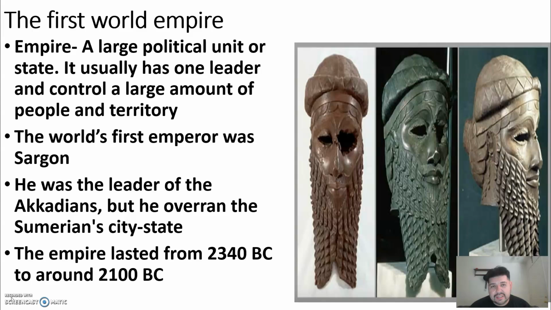Now the thing is, he overran the Sumerian city-states, and his empire lasted from about 2340 BC to around 2100 BC. Now, if you look at the pictures to your right, those little statue figures, heads, those are pictures of him. So we have an idea how he kind of looked. Okay, but yeah, that's Sargon.